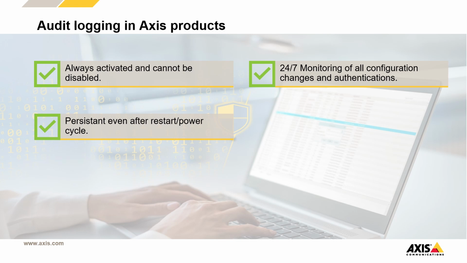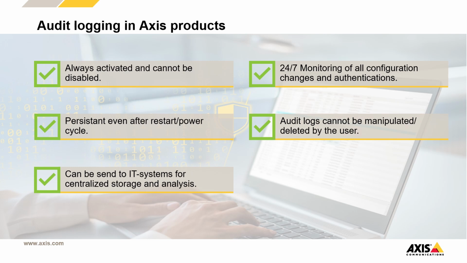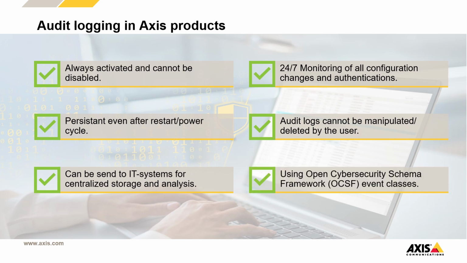Even if the device is restarted or loses power, unlike regular system logs, audit logs remain. This guarantees the integrity and the continuity of the log history. The users can't alter or remove the logs. This protects the audit log from tampering. The logs can also be forwarded to SIEM or other IT monitoring platforms. This centralization simplifies analysis, speeds up incident response, and helps maintain long-term retention policies. Access uses Open Cybersecurity Schema Framework event classes, making log data compatible with industry standard security tools and easier to integrate.